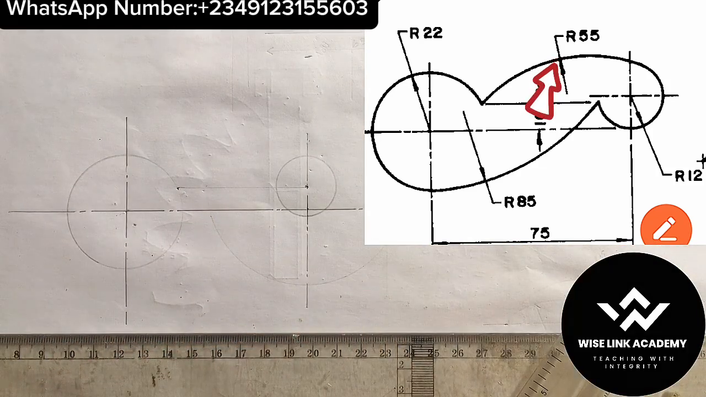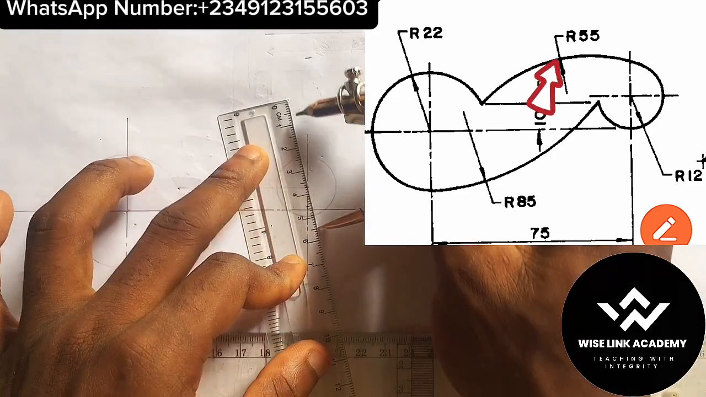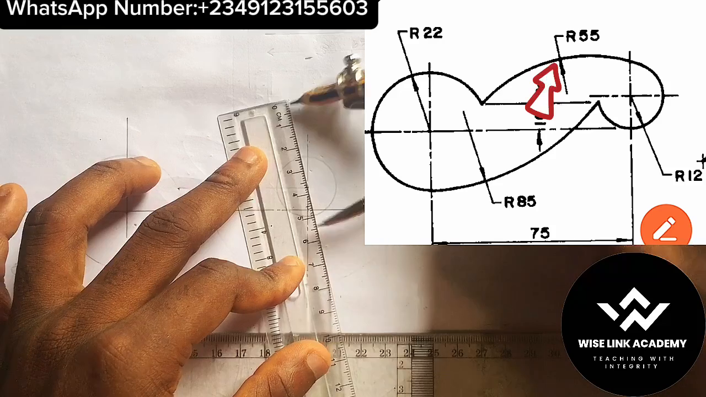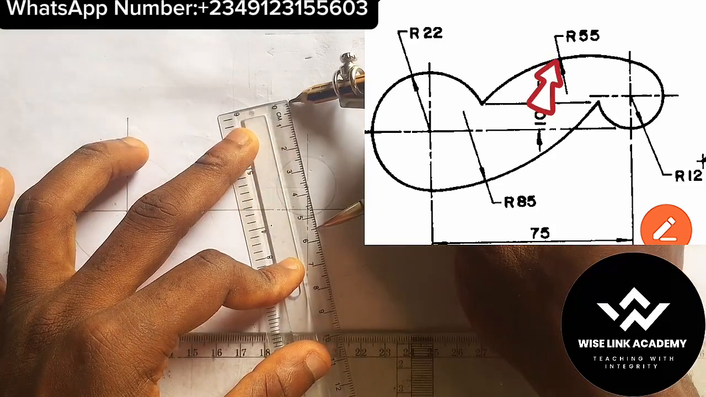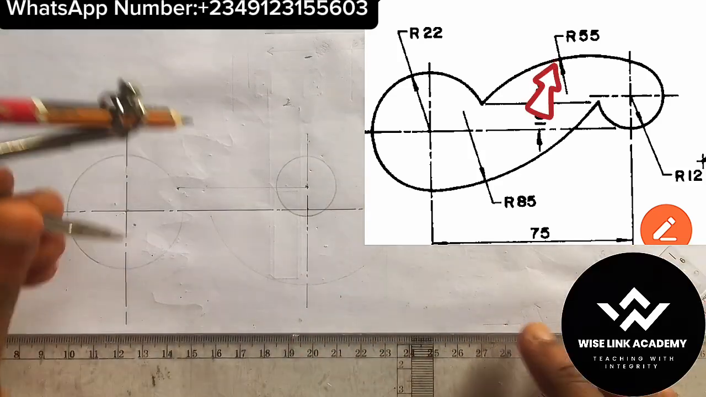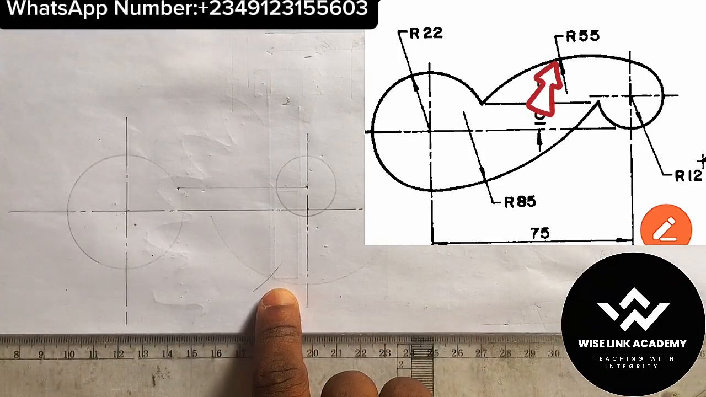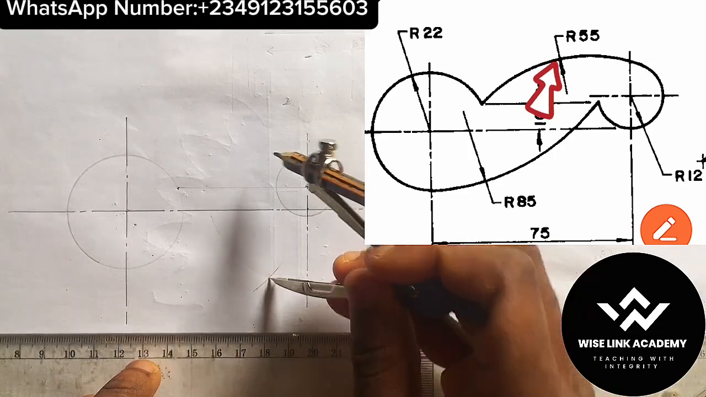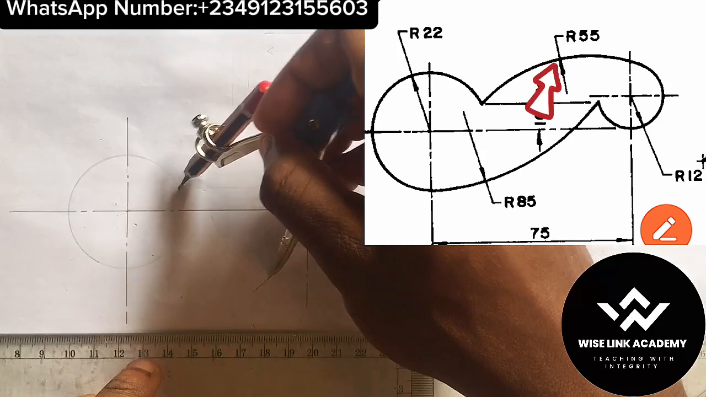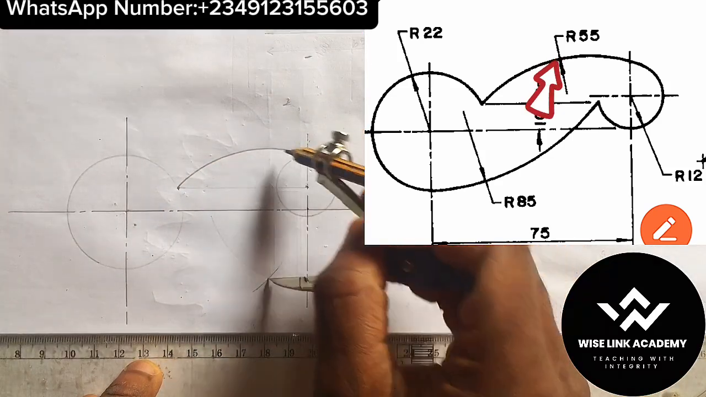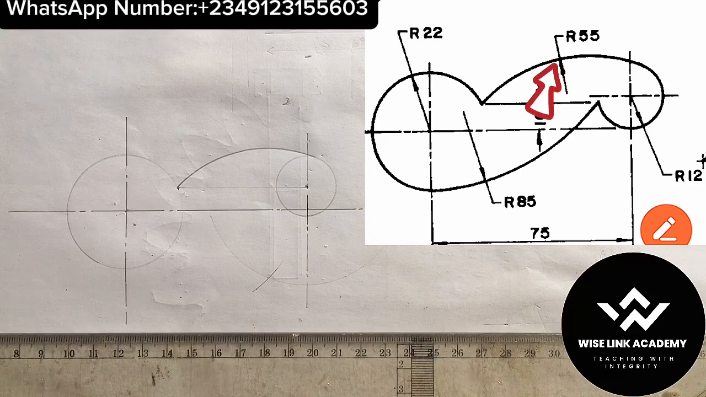What's the next task? Next task is that I'll measure pure 55 from here to here, 55 from here to here. So I'll take it to this edge point here and cut it. Where it's cut is at this point there. At that point, I'll extend it this way to touch this. So I have this. Alright, what's your next task?